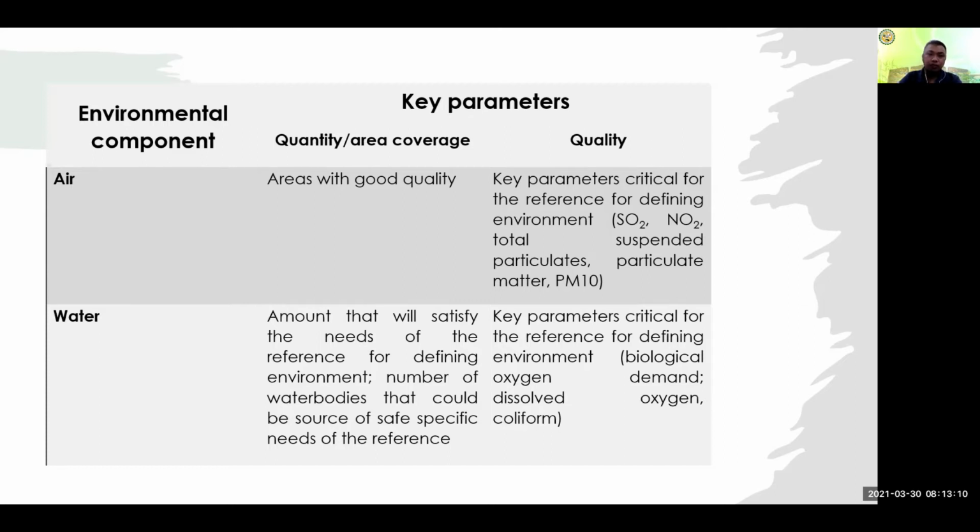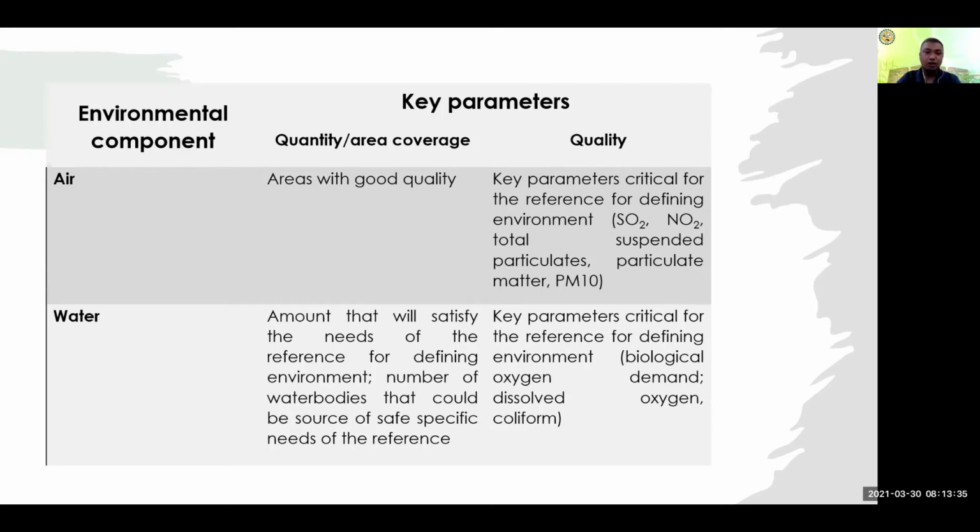So for air, in terms of area coverage, we will be looking into the areas with good quality. Now, how are you going to identify if the area has a good quality? It means you will look into the key parameters critical for the air. So what are these? We have SO2, NO2, total suspended particulates, particulate matter, and PM10.